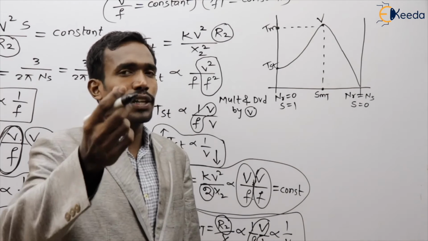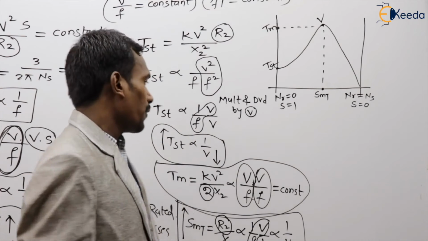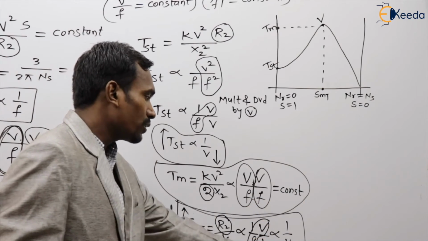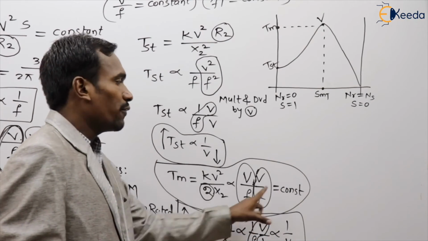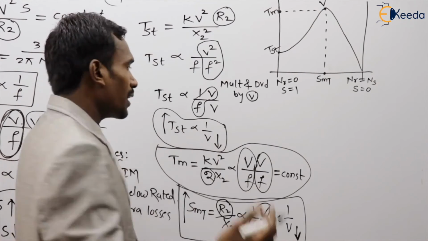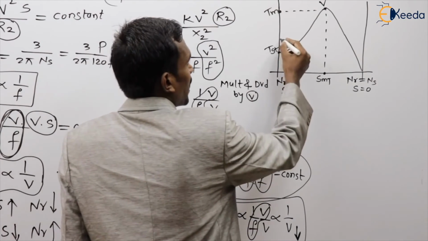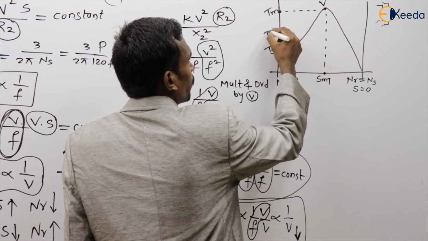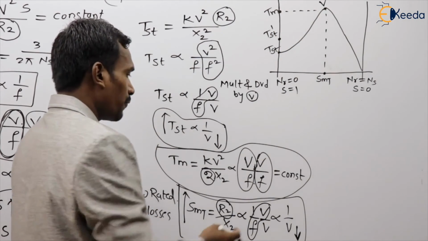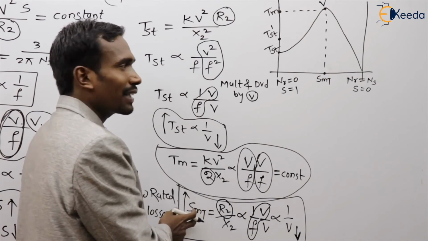If voltage reduces, starting torque increases. If voltage reduces, SMT increases. If voltage changes, there is no change in maximum torque. Now tell me, if voltage reduces, starting torque increases.